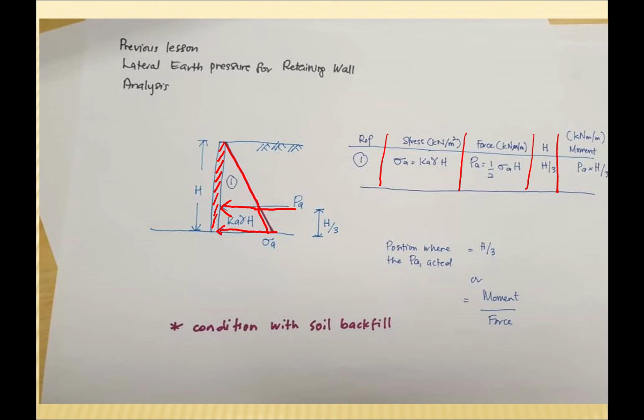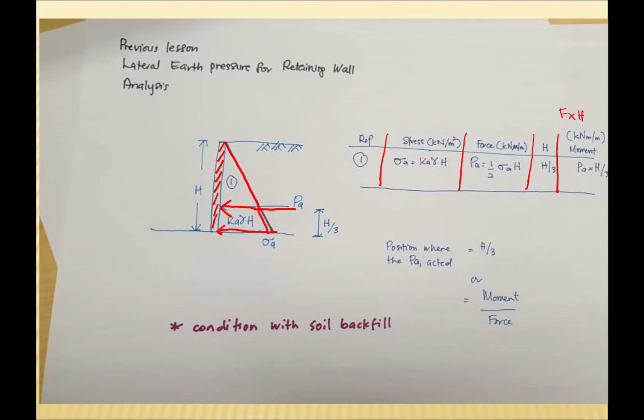So what you need to do is first find the stress, which is the maximum value. For this picture, stress sigma A is equal to Ka gamma H, and the force is actually the area of the stress distribution shape. So you have a triangle, so that will be half times sigma A times H, and then you need to find the arm for that triangular area, which will be H over 3. The moment is the force times the arm, and then you get your moment value.